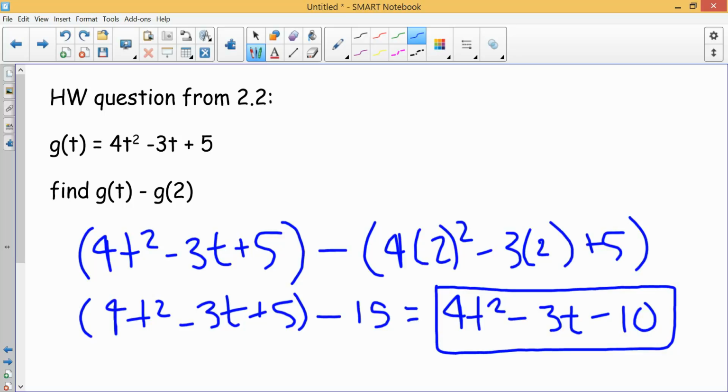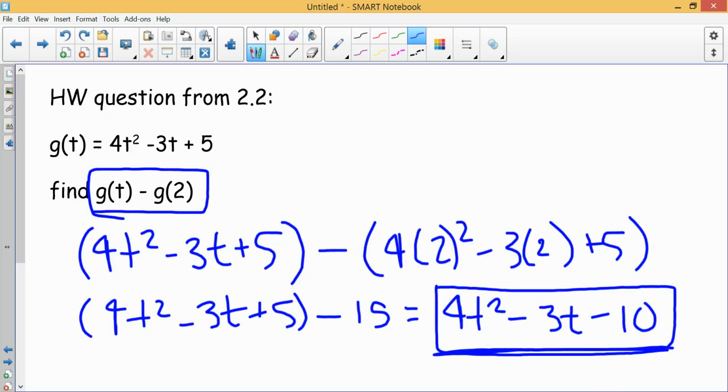So earlier this week we had a homework question from assignment 2.2 where we talked about how if you have the function g of t equal to 4t squared minus 3t plus 5, and I wanted you to find the value of g of t minus g of 2. For this we did the basic substitution. If you remember, we got the answer 4t squared minus 3t minus 10.